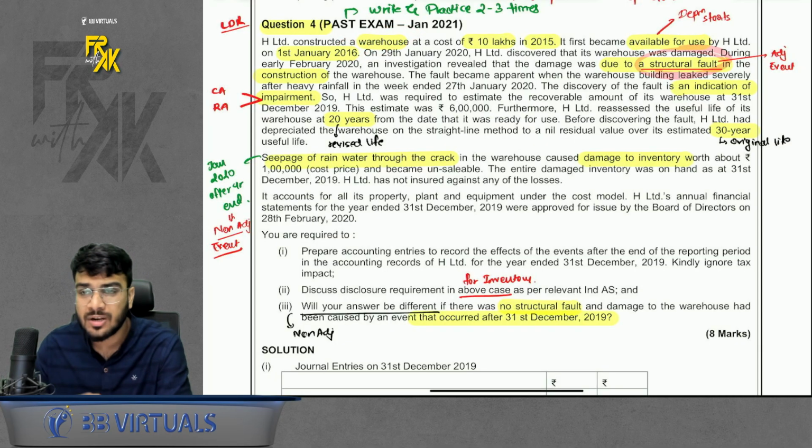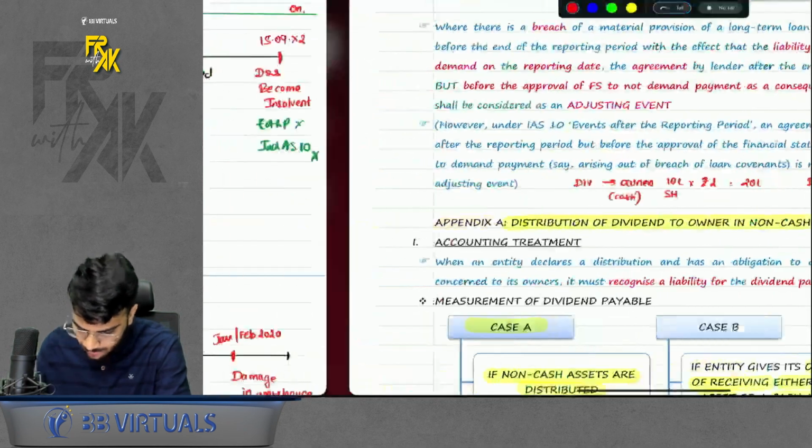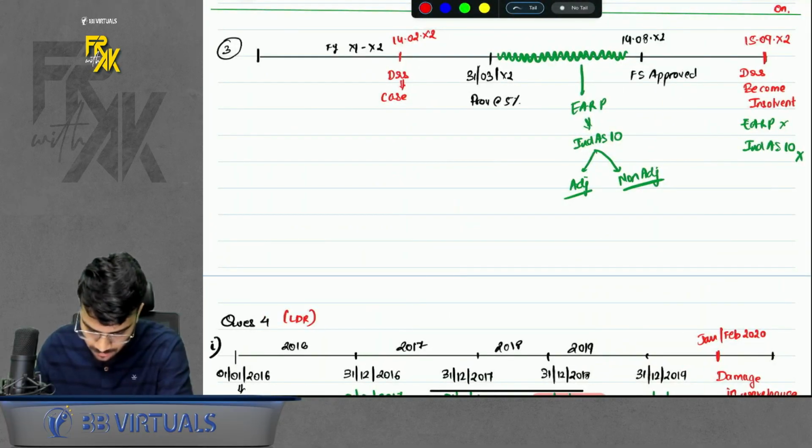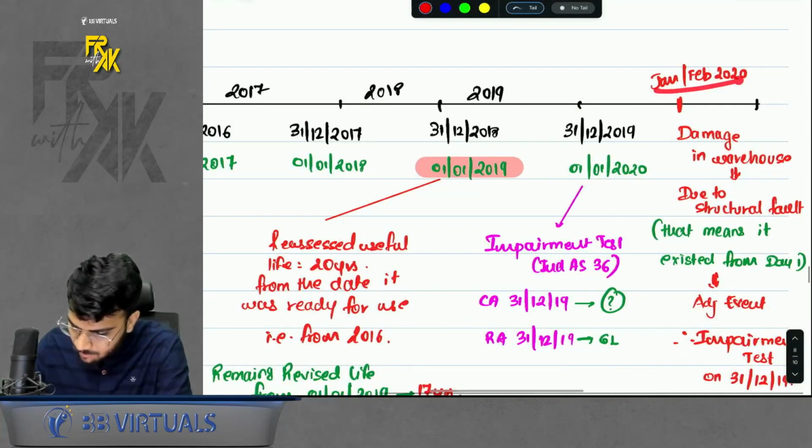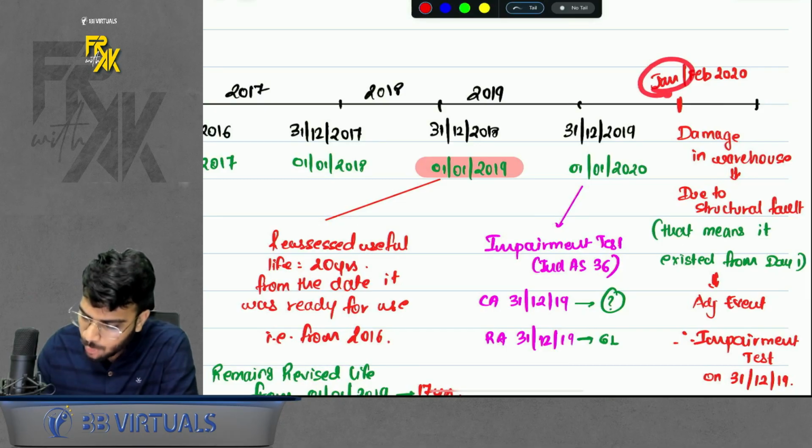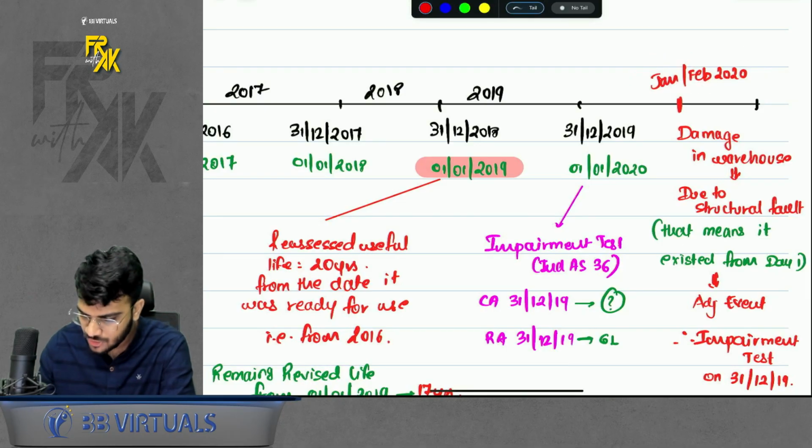What is the meaning of structural fault? Just like a rocky surface, it existed from before only, we came to know afterwards. Acha, so when did we come to know? If in case you want to see, I prepared a timeline also for this. So we came to know in January-February 2020 about the structural fault; December is the year end.